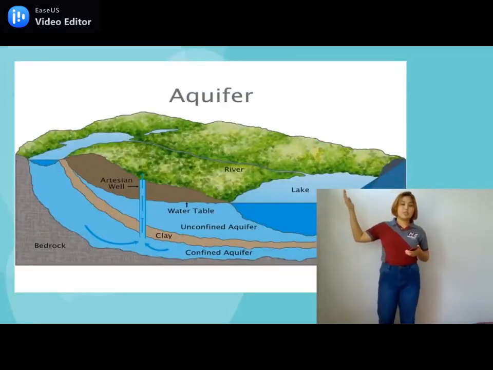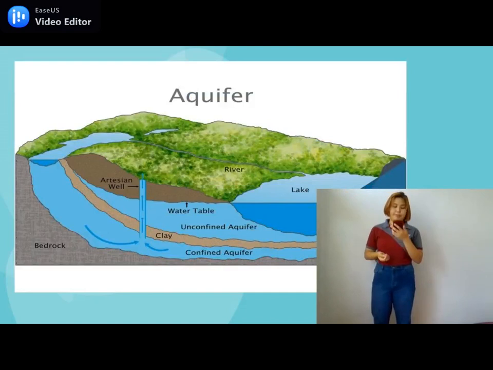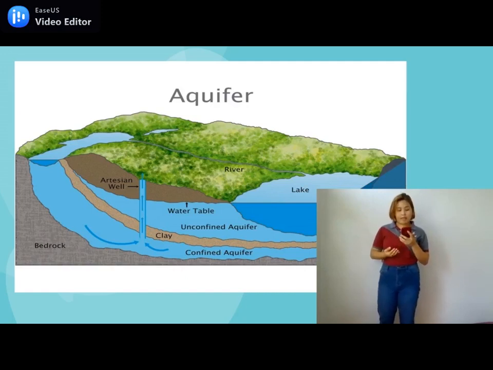So this is what an aquifer looks like. There are two types of aquifers. The first one is the confined aquifer. A confined aquifer has water trapped between two impervious layers. Water at any point in a confined aquifer is under pressure.